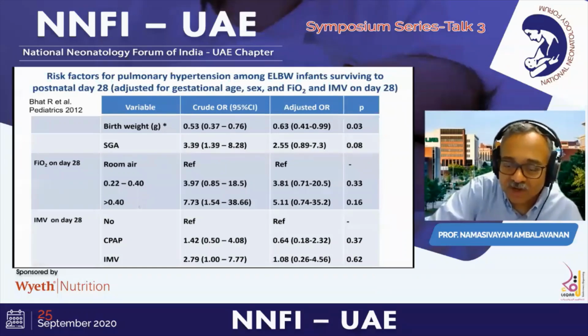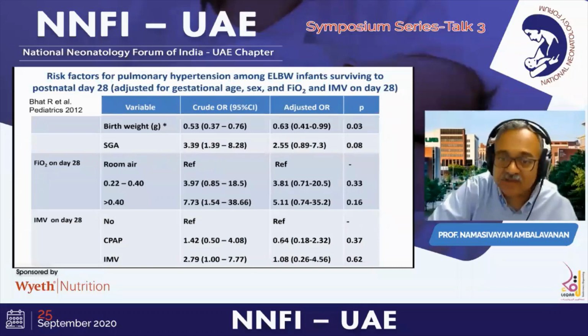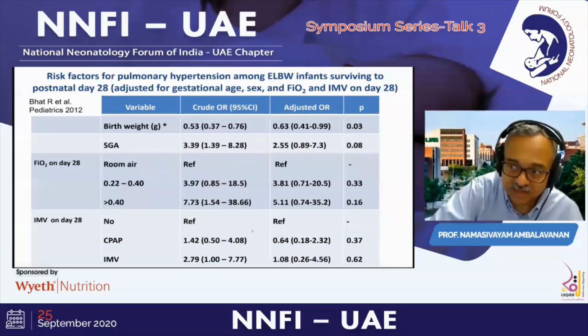And it's also quite evident that infants who need more oxygen or who are on mechanical ventilation are at higher risk. So the odds ratio adjusted is about 5 if you're needing more than 40% at day 28. And it's also higher if they're on mechanical ventilation at day 28. But look at that, the odds ratio is actually higher for oxygen than for mechanical ventilation. So oxygen need is actually a stronger predictor.